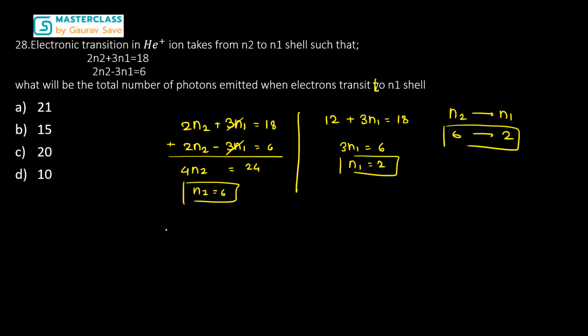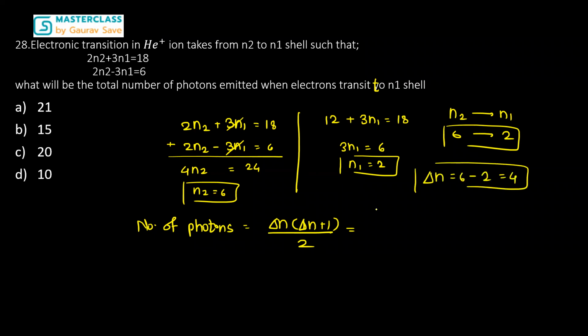Now guys, what is the formula for the number of photons emitted? It is nothing but delta n into delta n plus 1, the whole thing divided by 2. So delta n is 6 minus 2, which is equal to 4. So 4 into 4 plus 1, which is 5, the whole thing divided by 2. So 4 into 5 will become 20 upon 2, which is equal to 10. So the correct answer is option D.